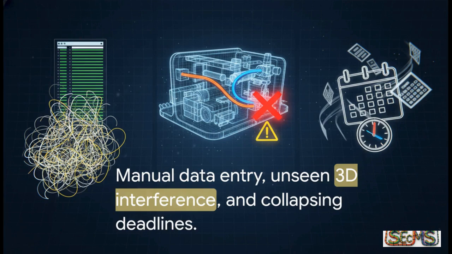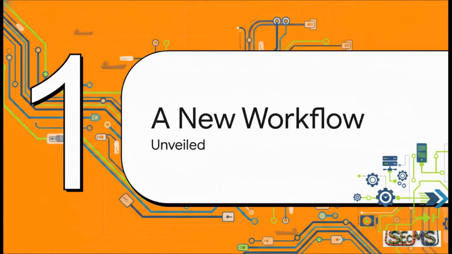Well, it's spending hours, maybe even days, manually punching thousands of rows of data into Excel. It's that sinking feeling when you discover a critical 3D interference problem way too late in the game. And of course, it's the constant threat of deadlines collapsing and all the late nights you spend just trying to keep up. That's been the reality for way too long. So there has to be a better way, right?